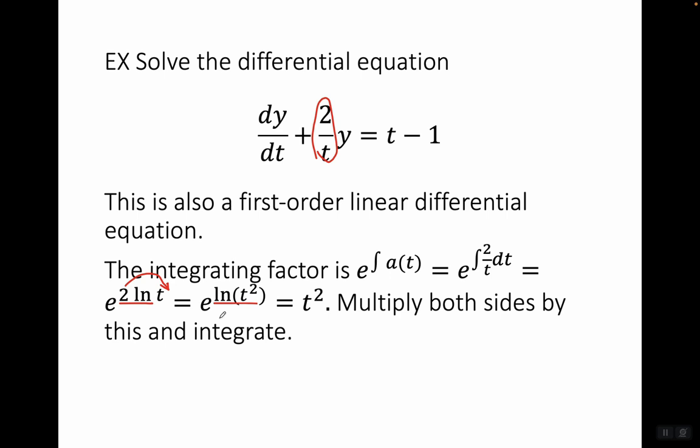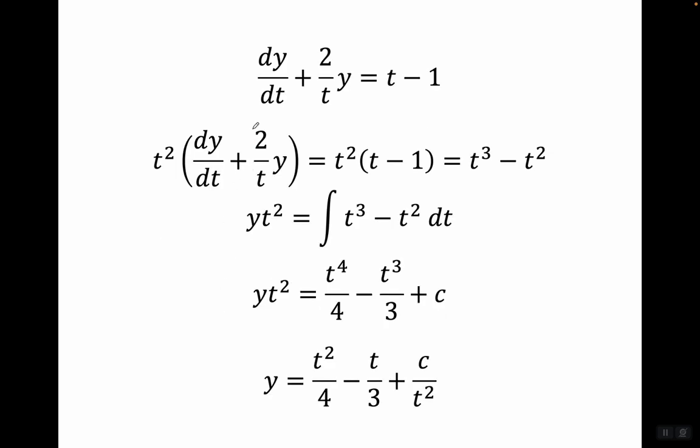We're going to multiply both sides by this integrating factor and integrate. So again, here's our differential equation. Multiply both sides by t squared. We end up with t squared times this expression equals t squared times t minus 1, which you can expand out like that. And then we integrate both sides. We know what the left side is. It's always going to be y times the integrating factor, y t squared. The antiderivative of t cubed minus t squared is t to the 4th over 4 minus t cubed over 3. Divide both sides by t squared, and we end up with y equals t squared over 4 minus t over 3 plus c over t squared. And again, that's because we're dividing both sides by t squared.